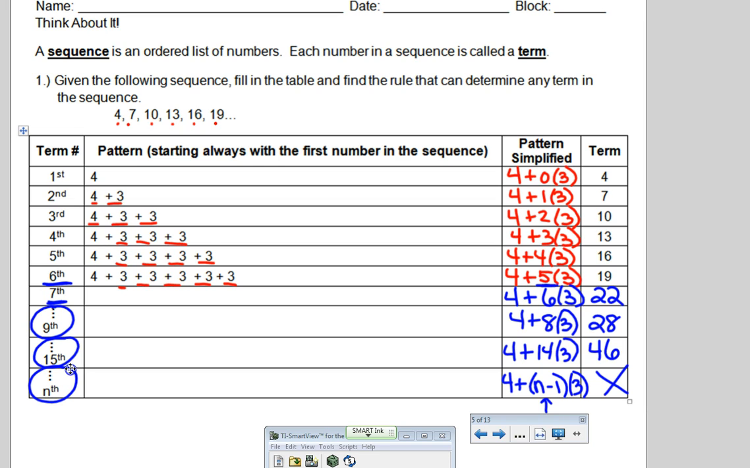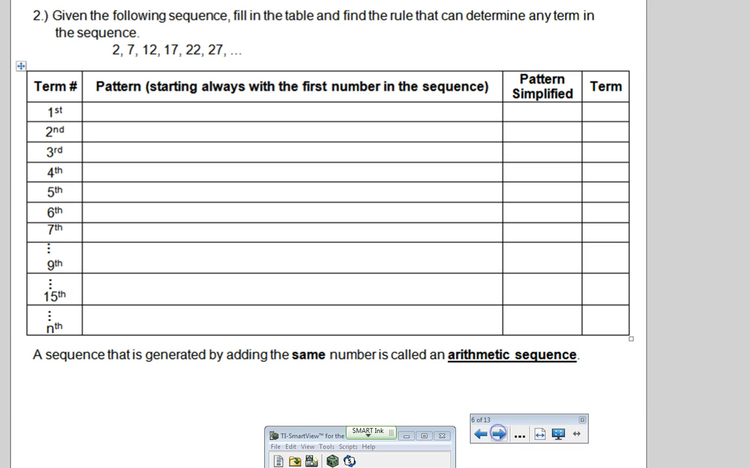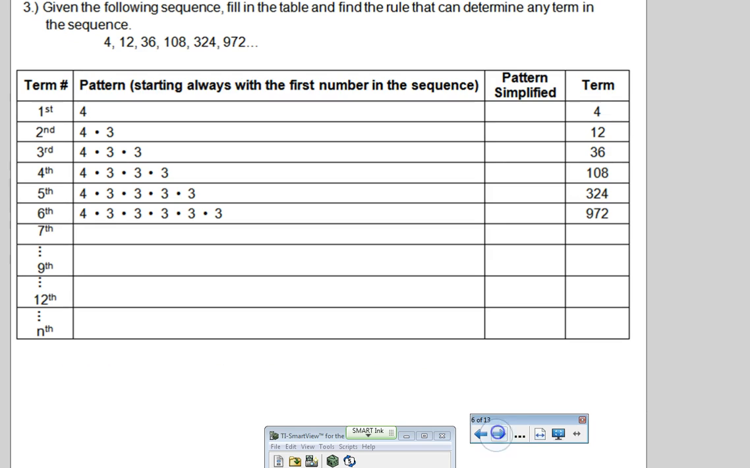All right, so anytime you're adding a number, and I'm going to skip the bottom chart, but anytime you're adding the same number, it's called an arithmetic sequence, and we're going to do that in our vocab in a sec. So we're going to go to problem 3, which is our sequence generated by multiplying.